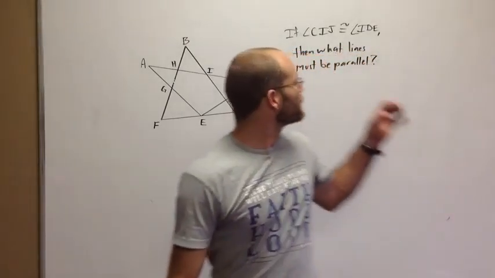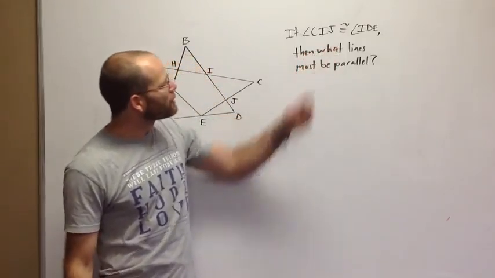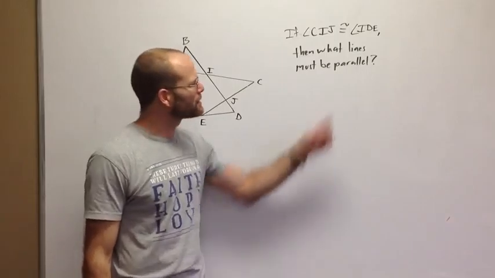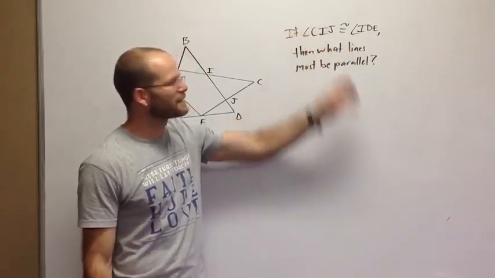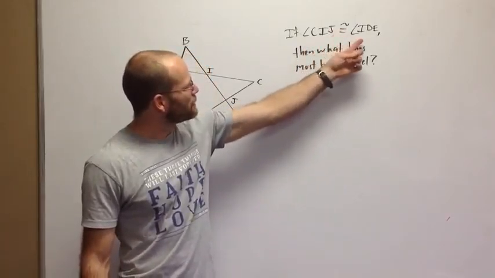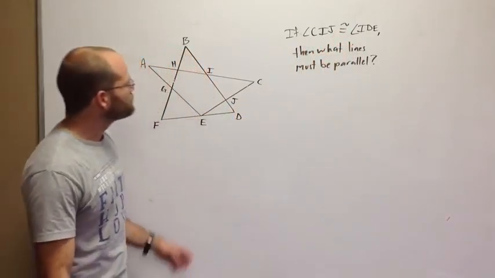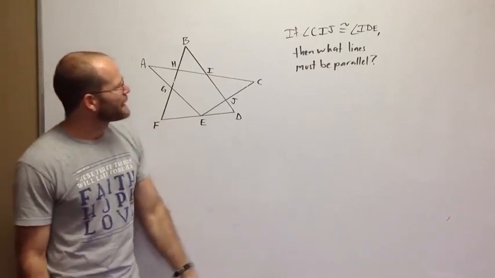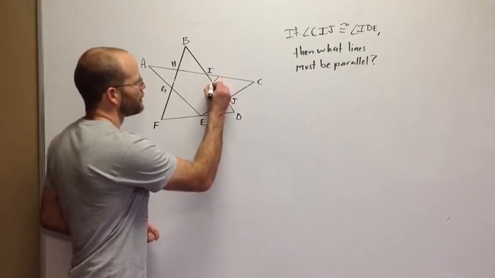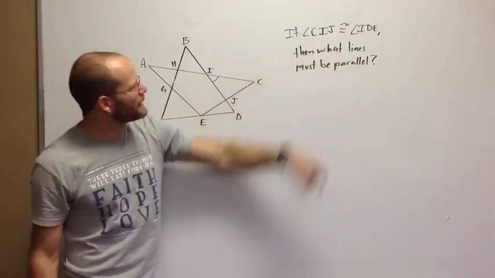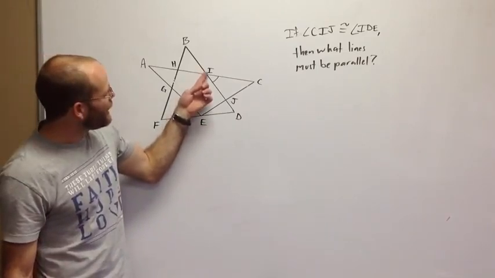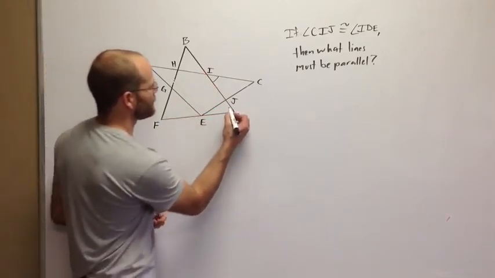If angle CIJ is congruent to angle IDE, then what lines must be parallel? Notice this is a question, not necessarily a conditional statement, although it does have the if and the then in it. If this is true, which lines must be parallel? So the first thing we need to do is find these angles. Angle CIJ, that's this angle right here. And I'm saying that it's congruent to angle IDE. So we need to find angle IDE. Angle IDE is this angle here.